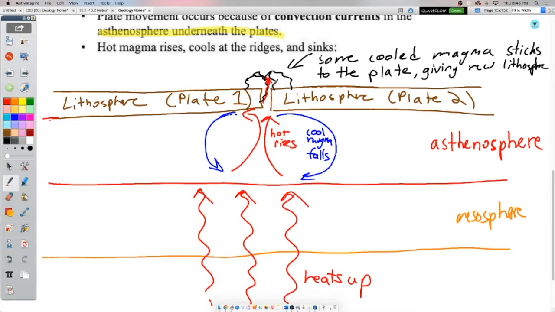Hey, what did we say a mid-Atlantic ridge was? It's basically a mountain range. So this gets built up. We have our mid-ocean ridge forming, right? That's what's happening there.